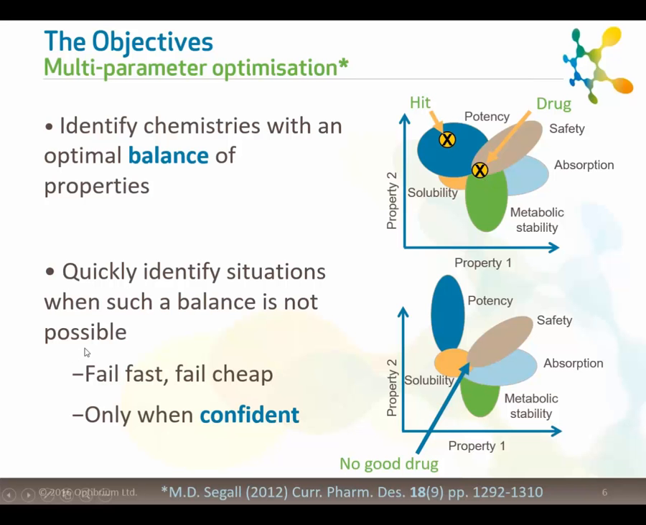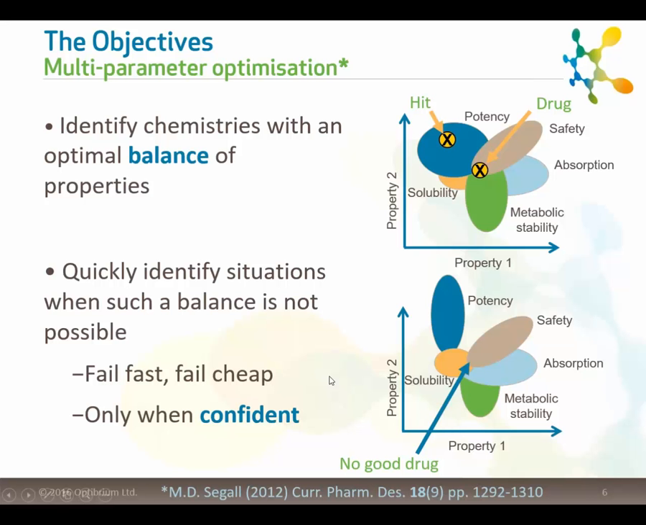On the other hand, we want to identify those situations when that balance is not possible. As illustrated here, if the space that gives us potency does not overlap with all of the other properties that we require. And of course, the way this is very commonly described is, fail fast, fail cheap. Save our time and effort. Don't waste it on pursuing compounds that are destined to fail.